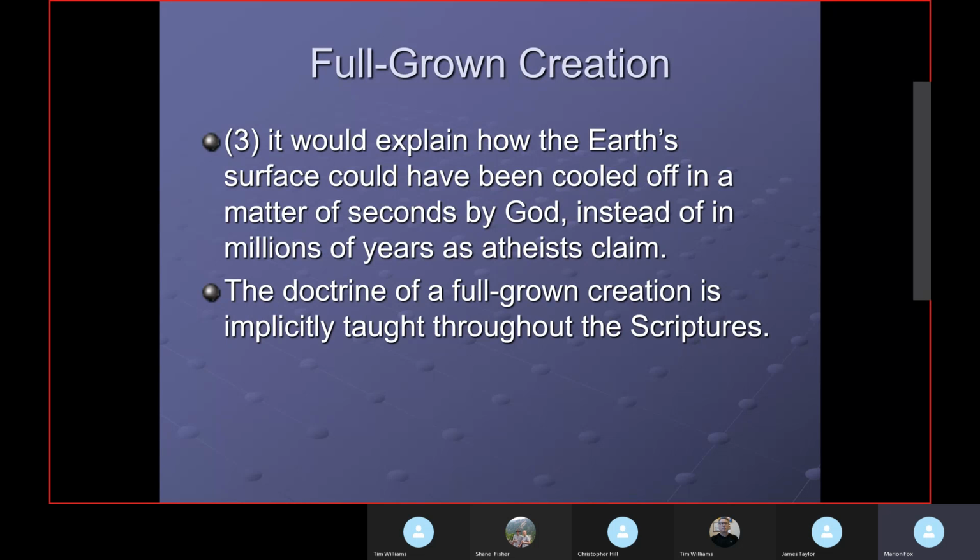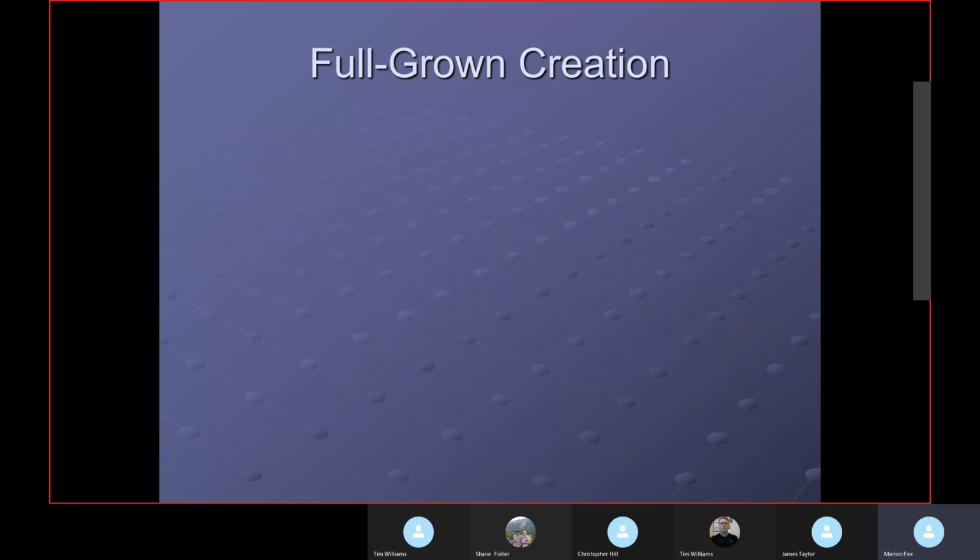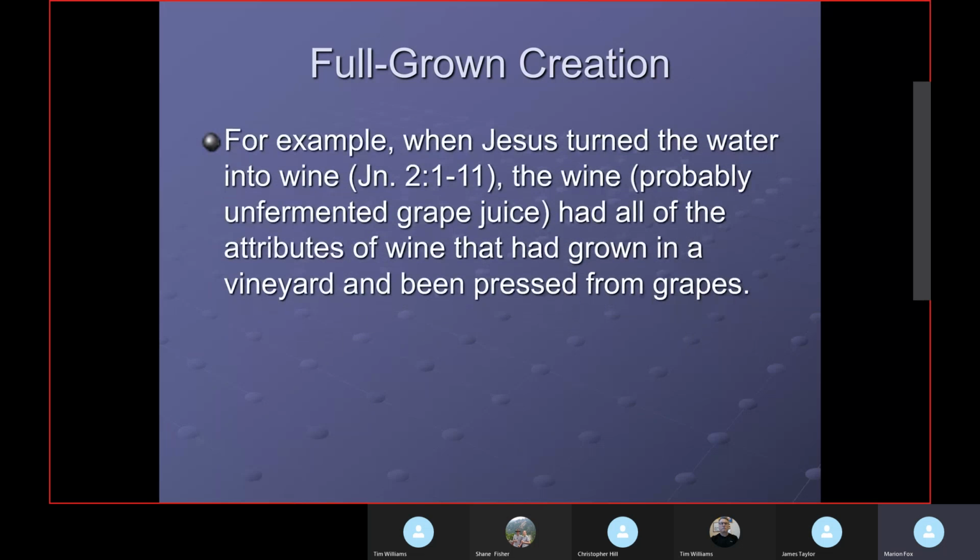The doctrine of a full-grown creation is implicitly taught, I believe, throughout the scriptures. So we'll lay this out as we develop it. For example, when Jesus turned the water into wine in John 2, verses 1 through 11, the wine, which was, I believe, probably unfermented grape juice, had all of the attributes of wine that had grown in a vineyard and had been pressed from grapes.